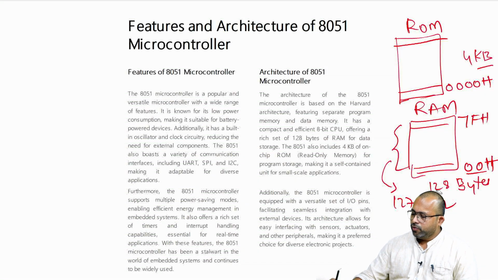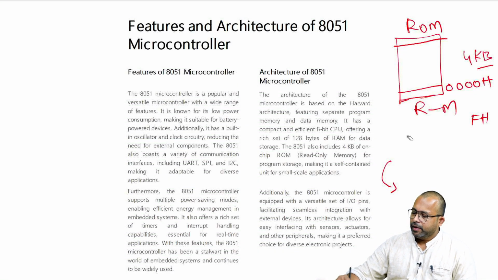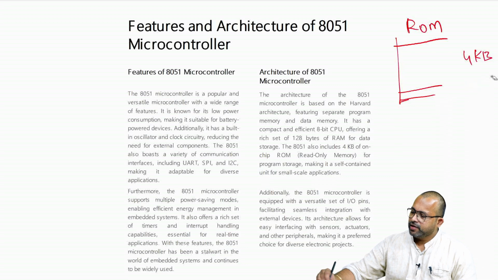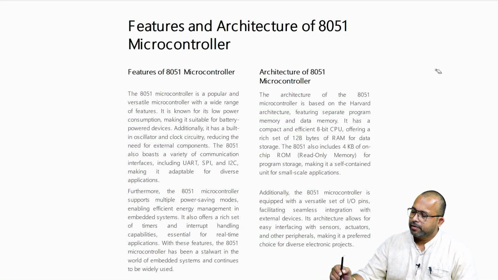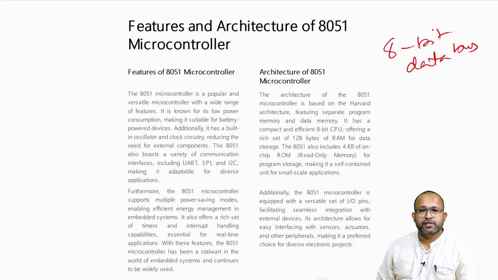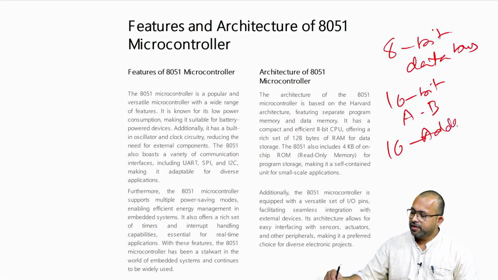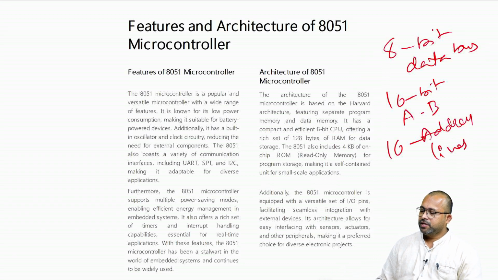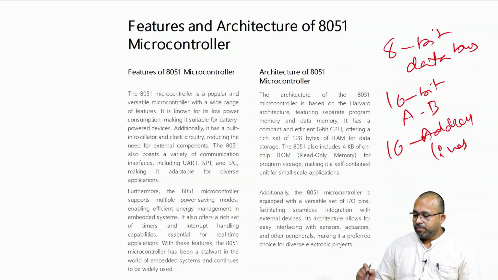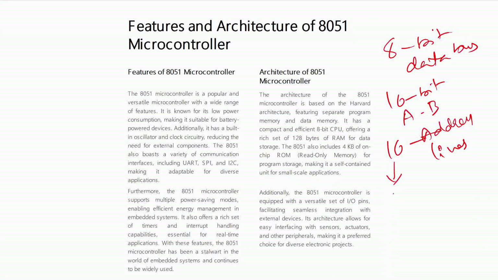As I already told you, the internal data bus is 8 bits in size, that means 8 data lines are present, and there is a 16-bit address bus, that means 16 address lines are there. That means the maximum memory that the 8051 can interface is 2 power 16. That is the addressing capability.